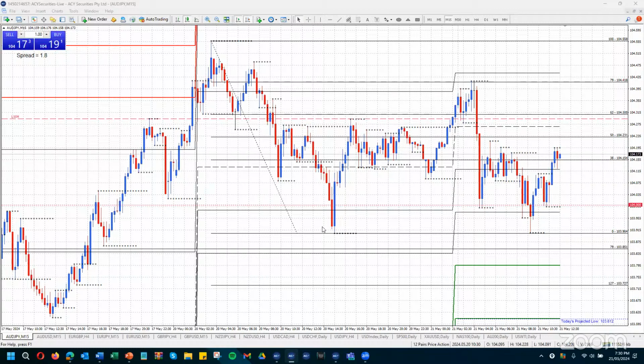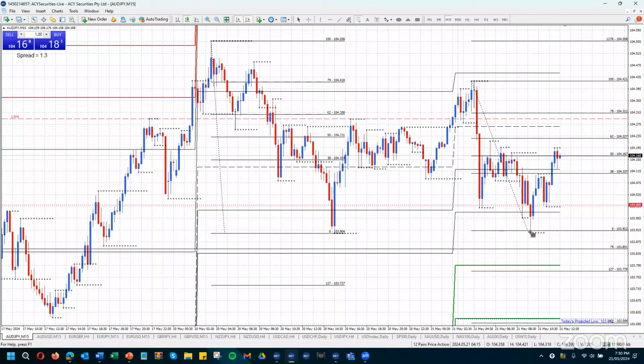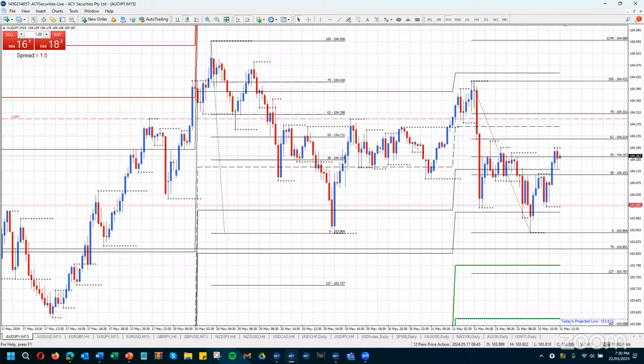Sorry about that, I had to blow my nose. We failed at the 79% level up there. There was a bit of an imbalance formed here. So what we might see, we could revisit that 79% level. Later in the day, depending on what price wants to do, if this is a high that's not going to be taken out, we may well now see a rally back up within this range.